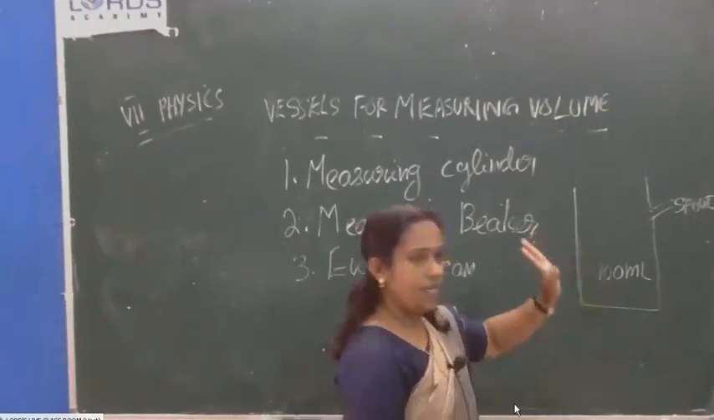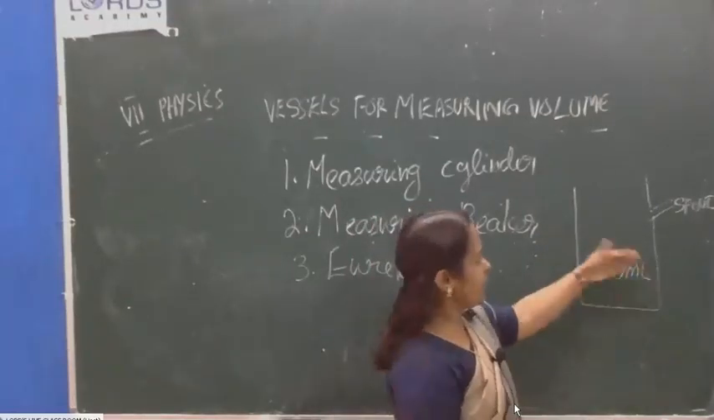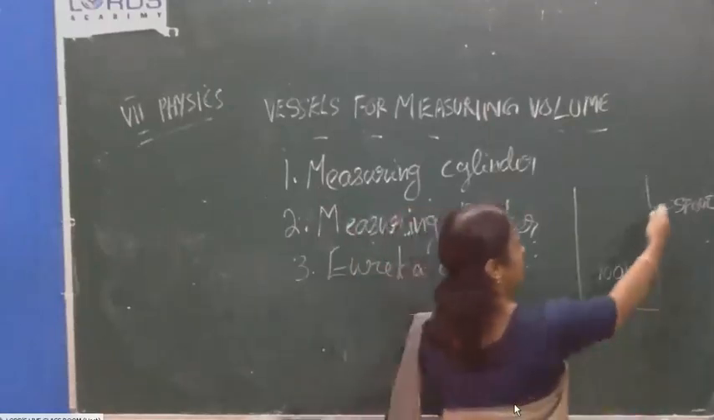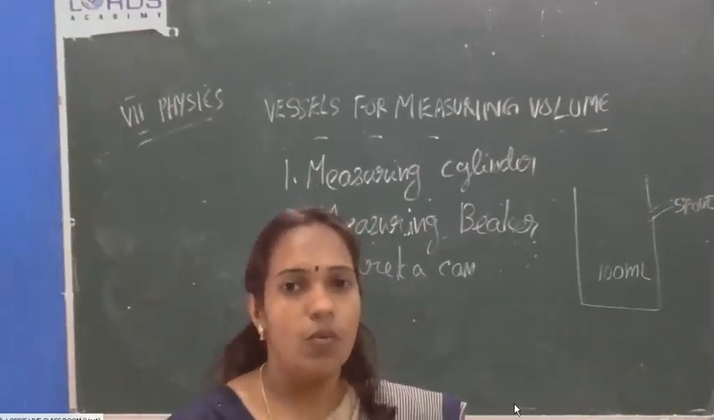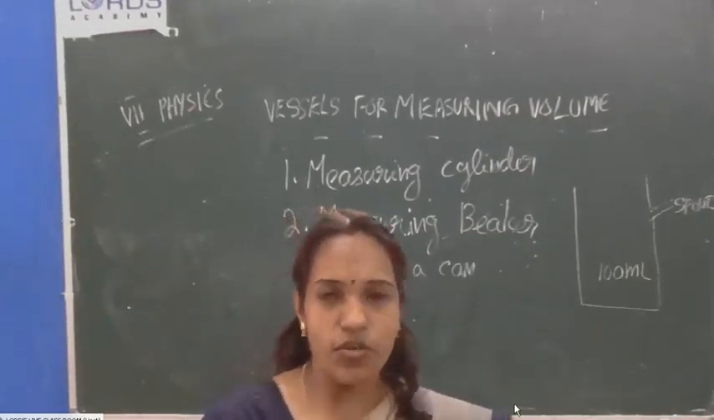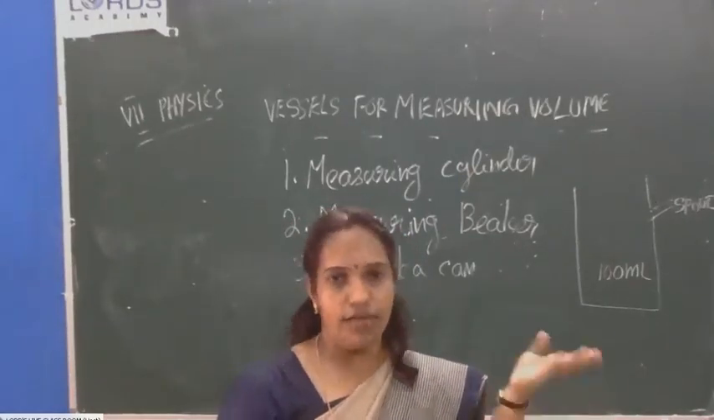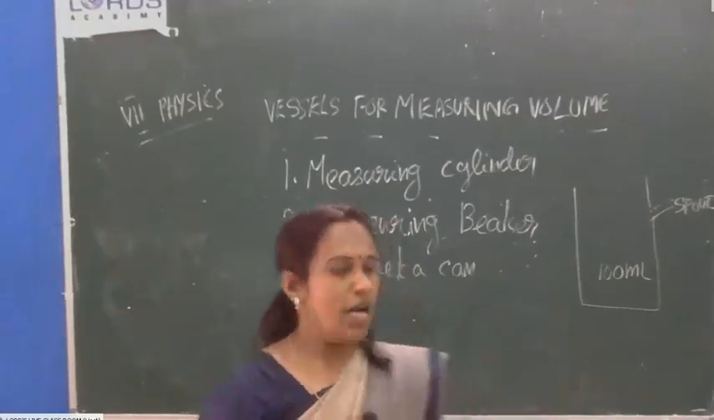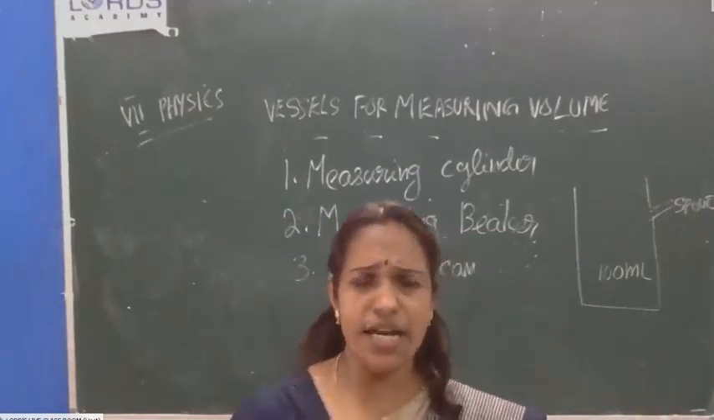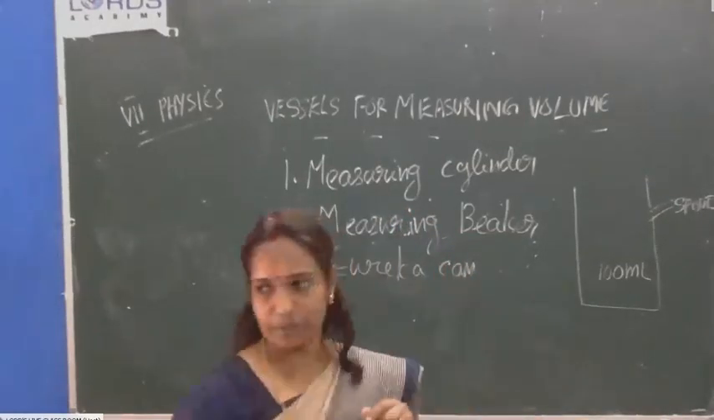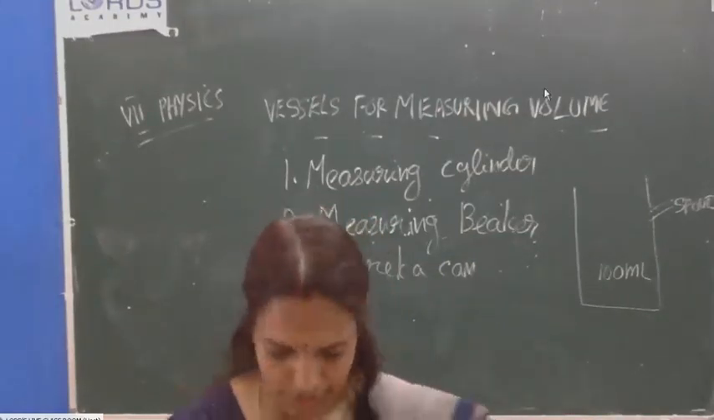If you are taking liquid in a Eureka can, it has a fixed capacity. After that, if you are pouring more, what will happen? We know that through the small opening it will drain out. So we will get the exact volume of liquid. If you need only 500 ml, we will get exactly 500 ml of water or any other liquid. So these three are the vessels for measuring volume. Clear? We already studied this, so I am going very fast. Next topic is determination of density of an irregular solid.